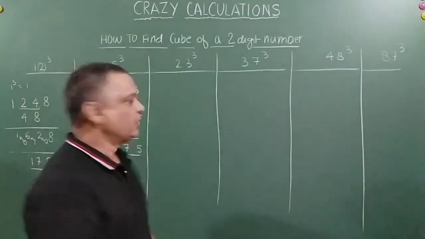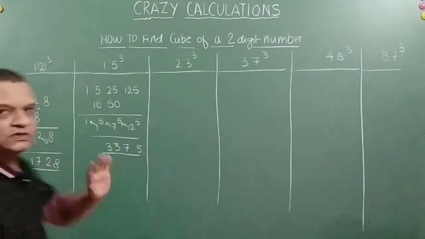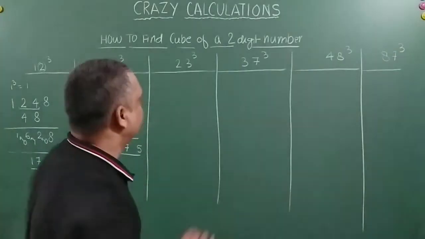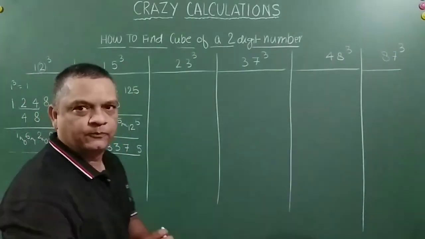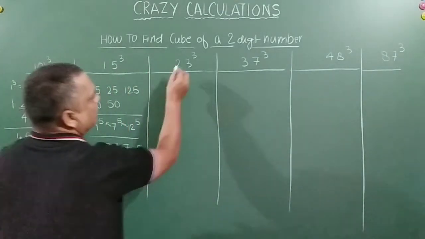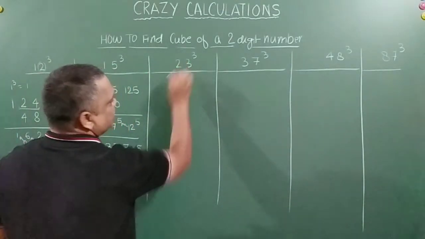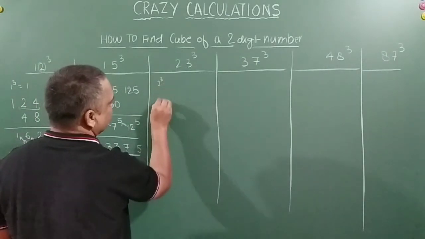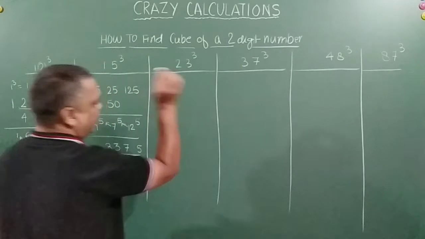Right friends? Okay. See, till here it was a little easier. Okay. Let's take up a little difficult one. Let us say 23 cube. How do we do it? So I will cube the first number, that is 2 cube. 2 cube is equal to how much, friends? 2 cube is equal to 8. So I will fix up the first digit at 8.